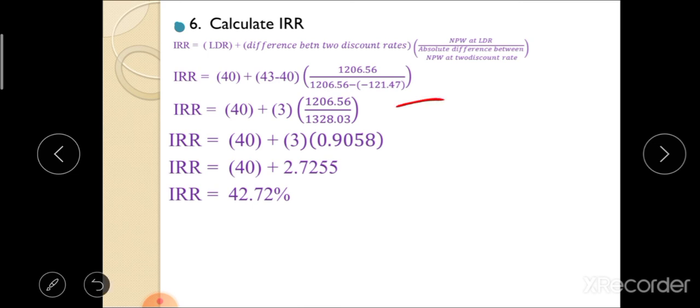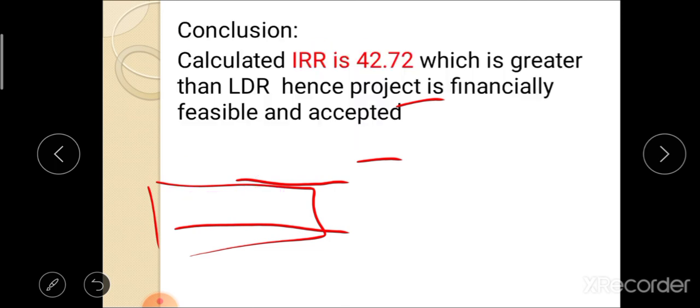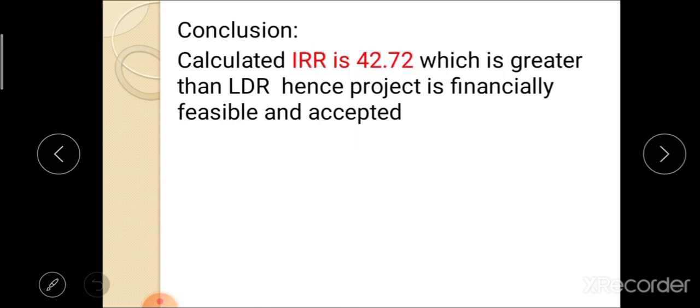By solving this bracket you get these figures, and finally after making the summation of 40 plus 0.27 we get an IRR of 42.72%. This is your final answer, 42.72%. Then the next point is the conclusion on the basis of IRR. Your calculated IRR is 42.72, which is greater than the lower discount rate, hence the project is financially feasible and accepted.